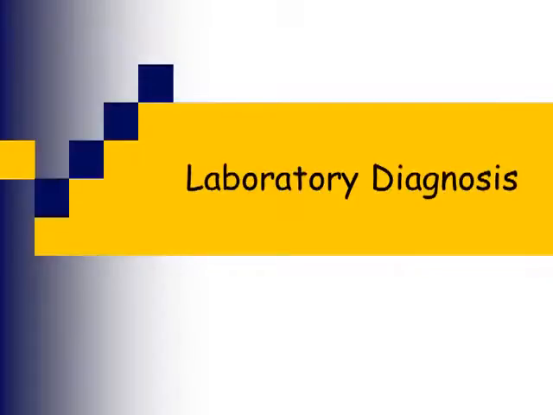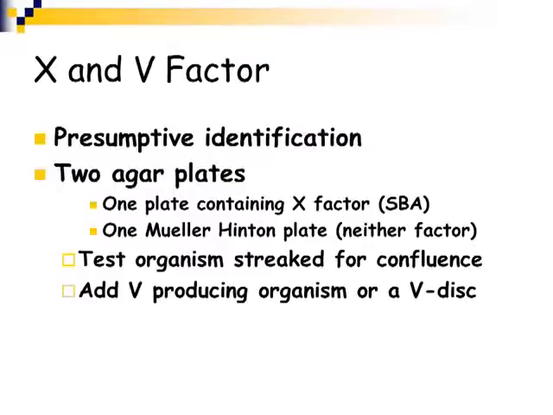Now we're going to go over laboratory diagnosis. We already talked about the X and the V factor, and what you can do is take 2 agar plates, one plate that contains X factor, like a sheep blood agar plate, and another plate that has neither X or V factor, just a basic supportive media like Mueller-Hinton agar. You could take your test organism, streak it for confluence, and add a V producing organism or a V disc and see what happens on the plates.